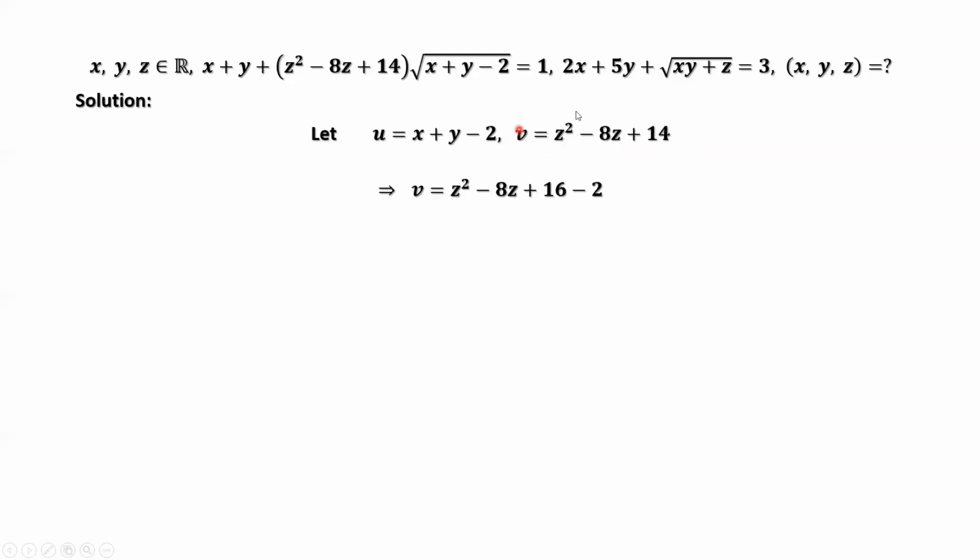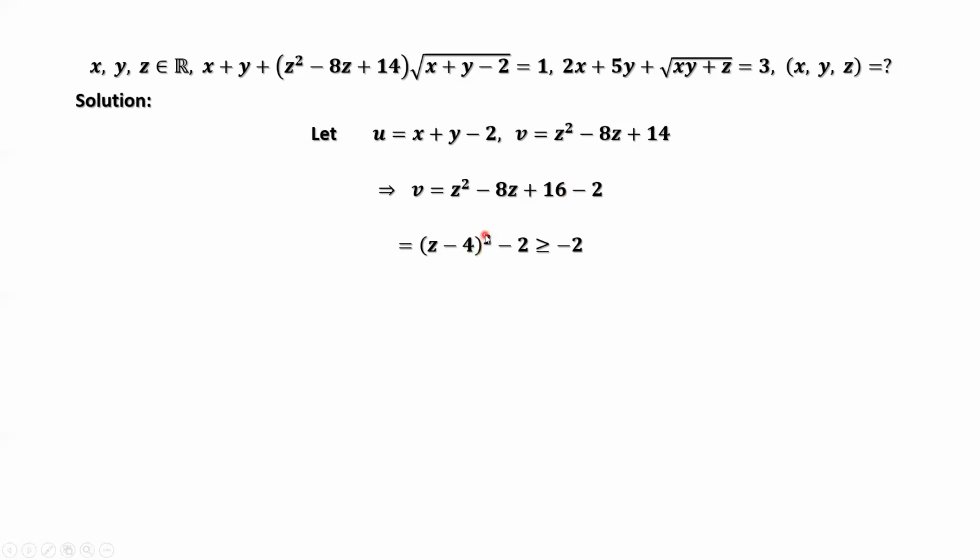Using the second definition, v equals z squared minus 8z plus 14, we rewrite v as z squared minus 8z plus 16 minus 2, because 14 equals 16 minus 2. This equation is true. Why are we doing this? We want to make a perfect square for z terms. Therefore, z squared minus 8z plus 16 equals (z minus 4) squared.